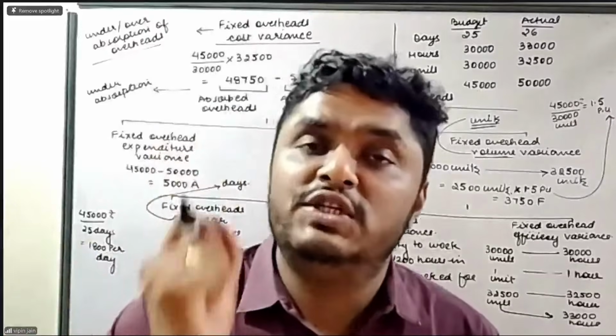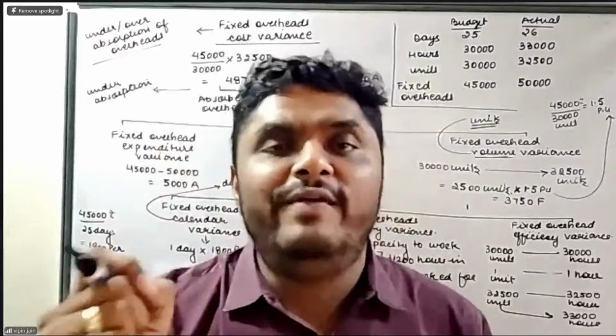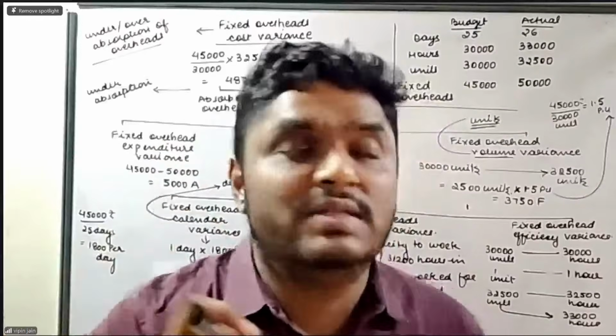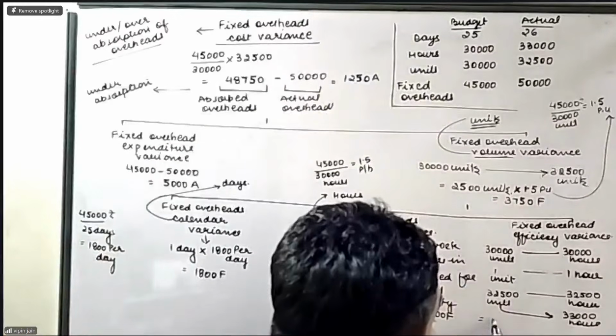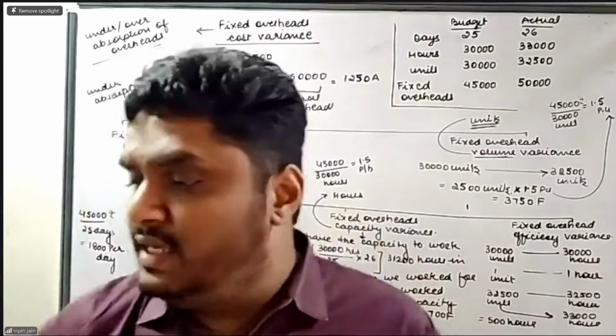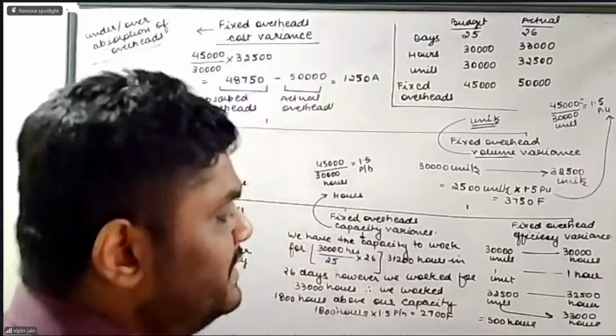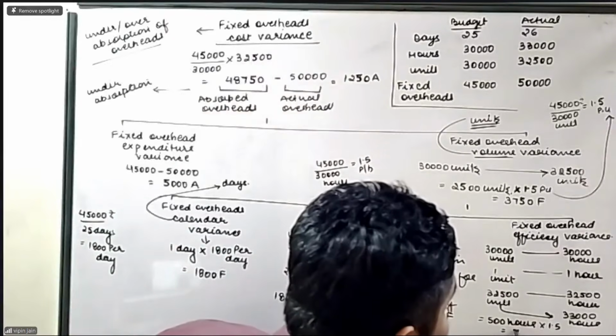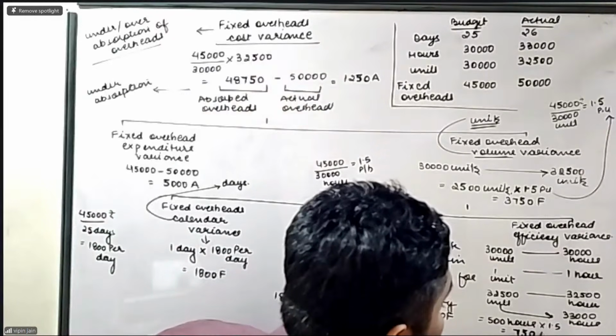So 500 hours is what? My inefficiency. The work that should have been done in 32,500 hours, we took 33,000 hours. So 500 hours is adverse, it is my inefficiency. Since it is hours, we'll be applying the rate per hour of 1.5. So this will be 750 adverse.